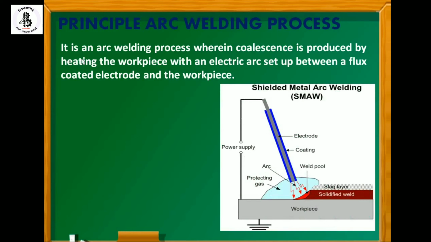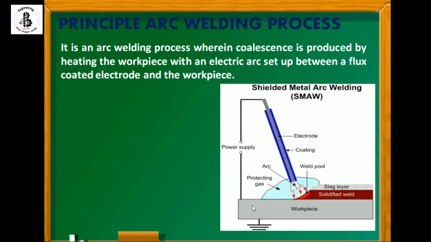It is an arc welding process wherein coalescence is produced by heating the workpiece with an arc set up between a flux coated electrode and the workpiece material. Just you can see here, it utilizes a consumable flux coated electrode. With the help of this arc welding setup, one terminal is connected with the electrode material and another terminal is connected with the workpiece material, or you can say base material.